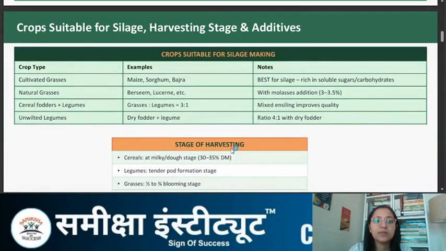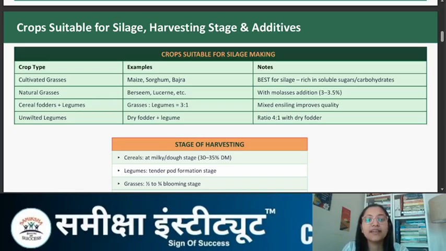Then crops which are suitable for silage making and their accurate harvesting stage. Basically we want fermentation to take place inside the silage. That is the basic mechanism by which the silage is made. For that, we need water soluble carbohydrates. So the feedstuffs which contain higher quantities of water soluble carbohydrates are the ones that are good for silage making. And these include the grasses, not the legumes.